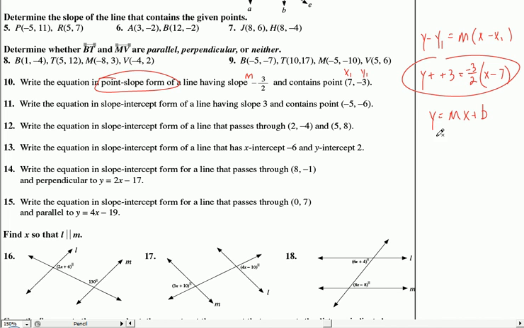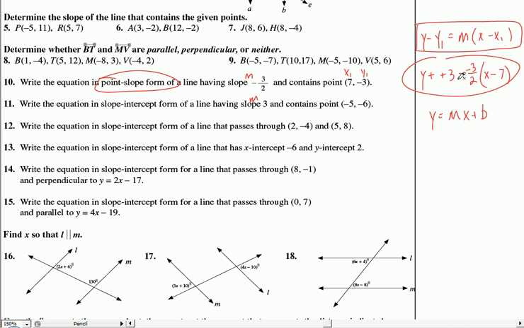Let's just do number 11. It says, write the equation in slope-intercept form, y equals mx plus b, of a line having this slope, so that's our m, and going through this point, -5, -6. Now you could do it two ways, but let's use the point slope form, even though it says write it in slope-intercept form. But we're going to have to change it into this form.